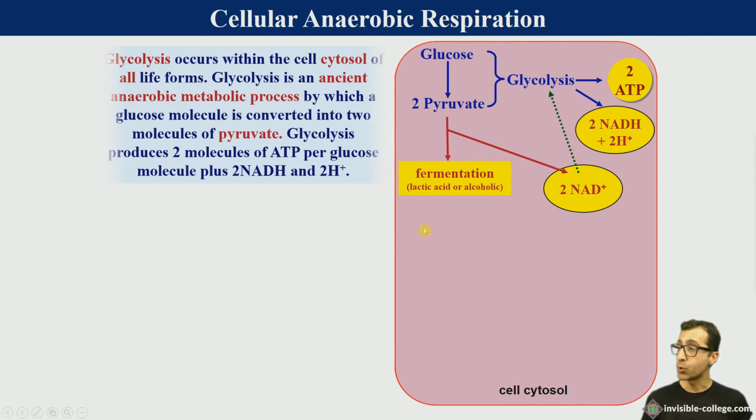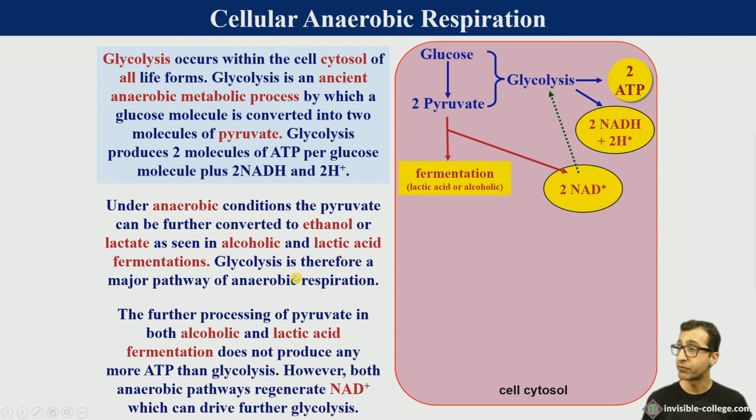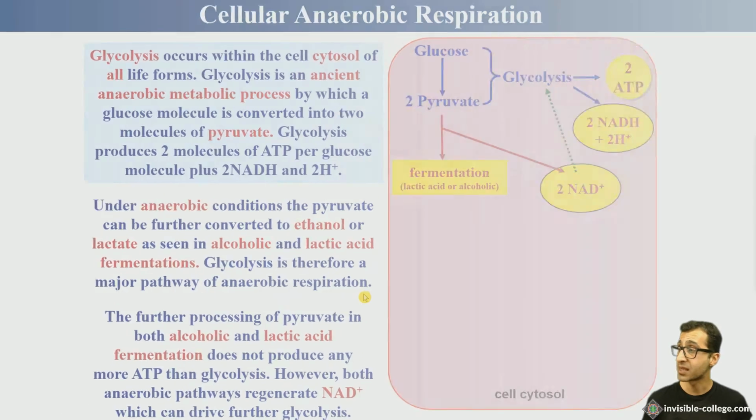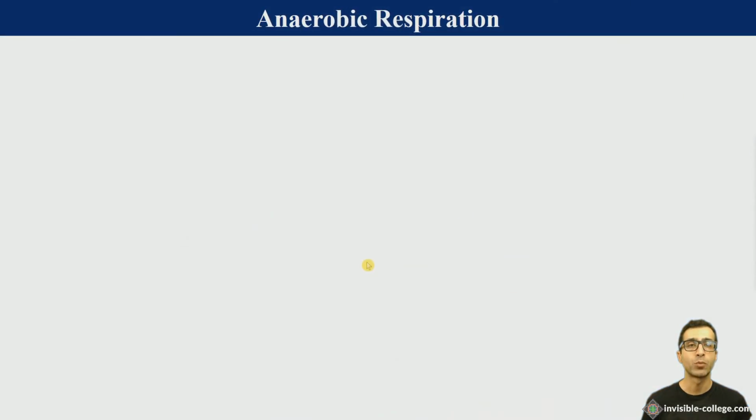Again, we saw that glycolysis is a cytosolic process. It occurs within the cytosol. Now, under anaerobic conditions, we can either form lactate, which is seen in animal cells, but we can also see the formation of alcohols such as ethanol in things like plant cells. So let's have a look at these anaerobic pathways in a bit more detail now.